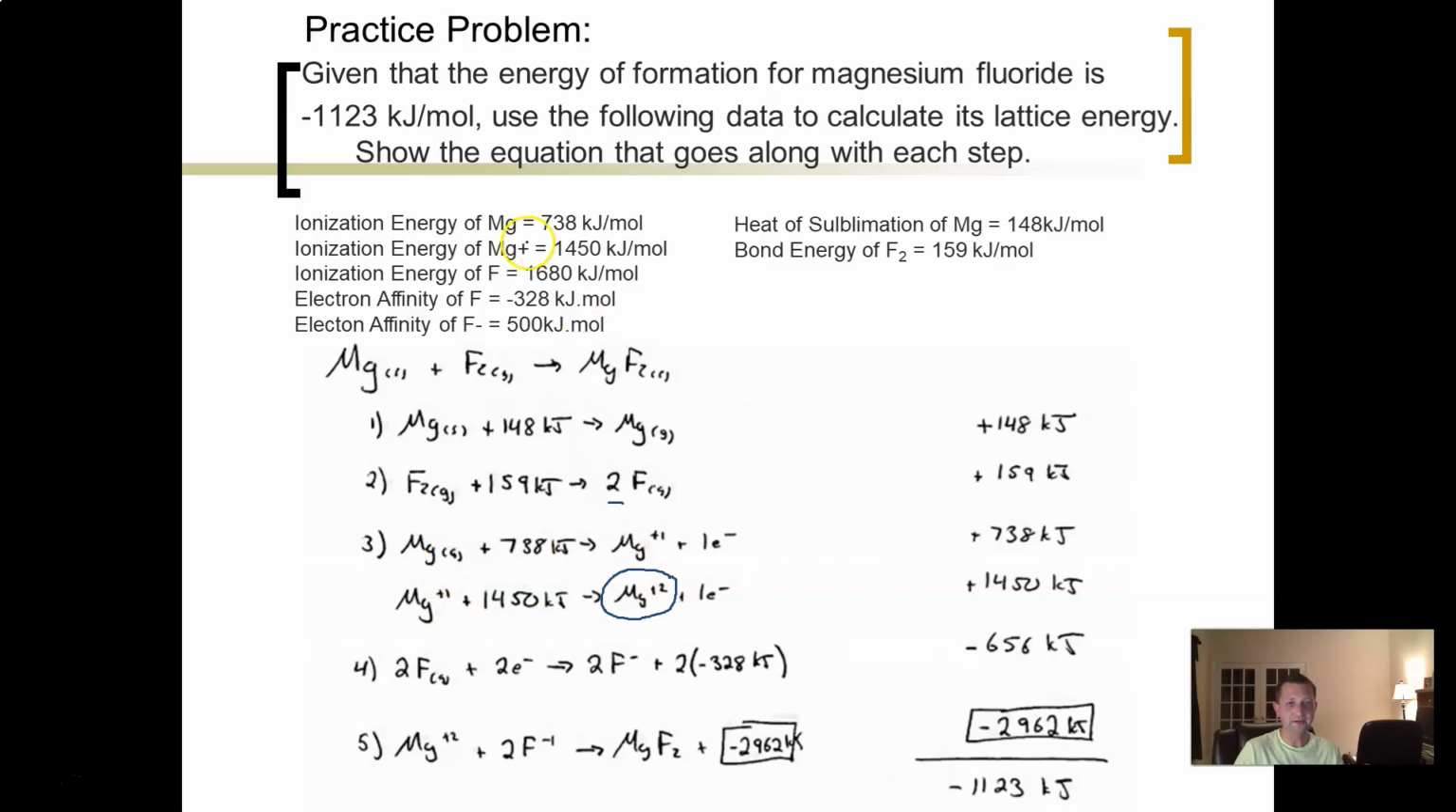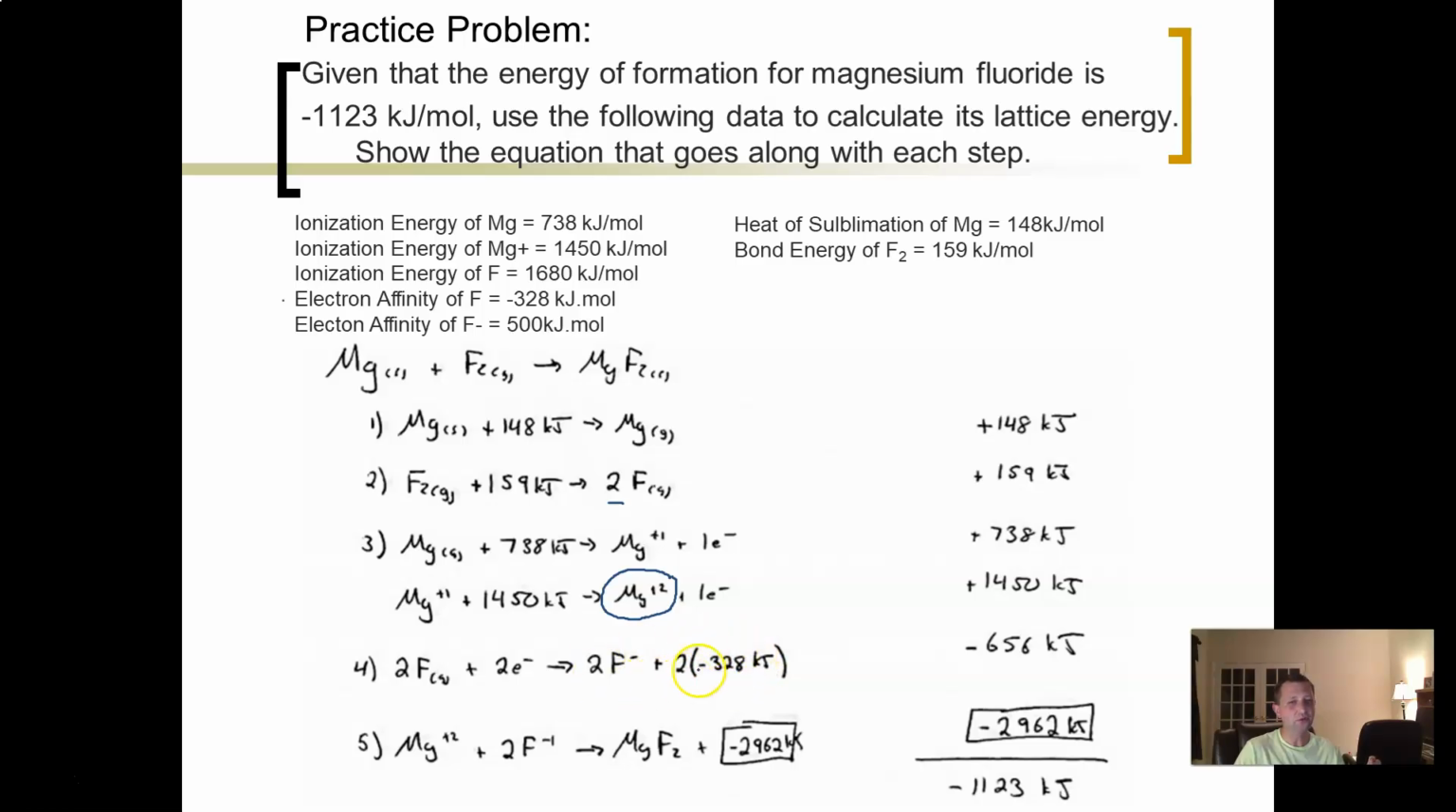Look at what you're given. Sometimes you need it, sometimes you don't. Look at step 4. You have to add 1 electron to each fluorine. So you only want to use this. Okay? Electron affinity of F neutral is negative 328. So it's 328 released. Okay? So it's on the product side.